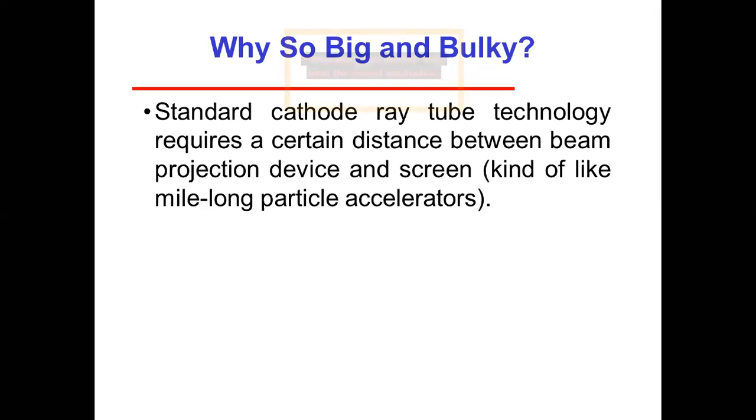Why is this called so big and bulky? Standard cathode ray tube technology requires a certain distance between the beam and projection device and the screen. So there must be some distance requirement. That's why the area covered by this is more. So that's why the screens which are CRT based have very heavy bodies, and the area requirement is also more.